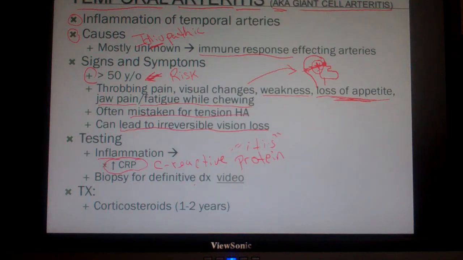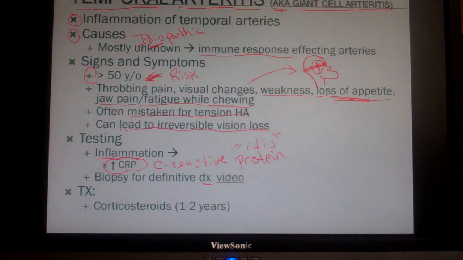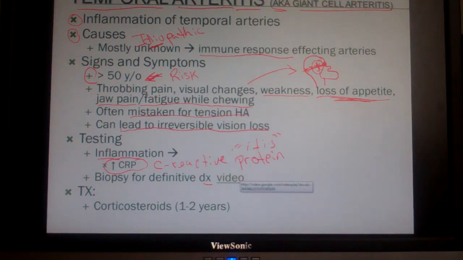Biopsy for definitive diagnosis. Well, there is a video link right here, and if you look at that, they go through it. Not that you can click on it on this video, but you have the PowerPoints on Angel, so check that out.